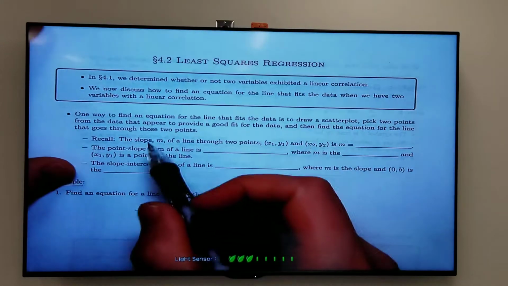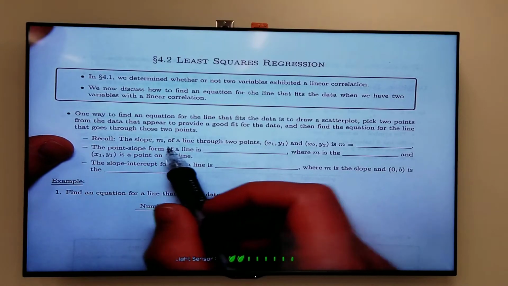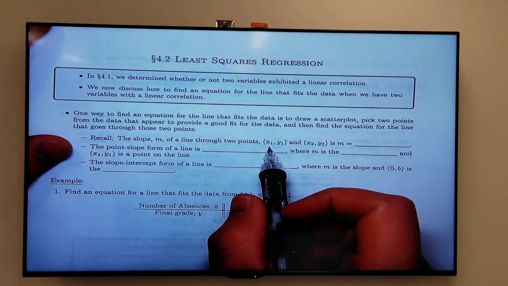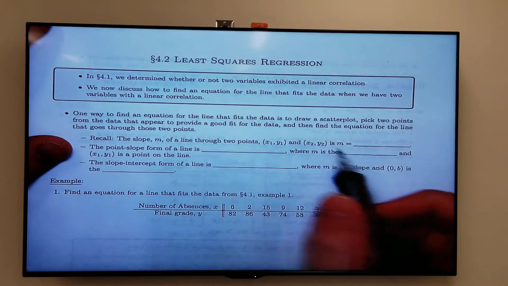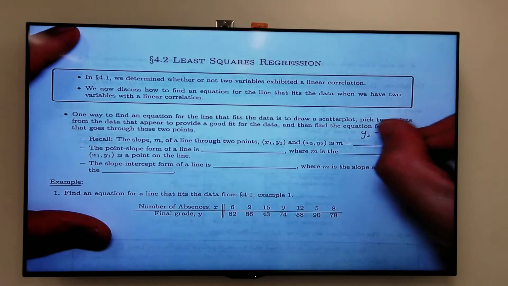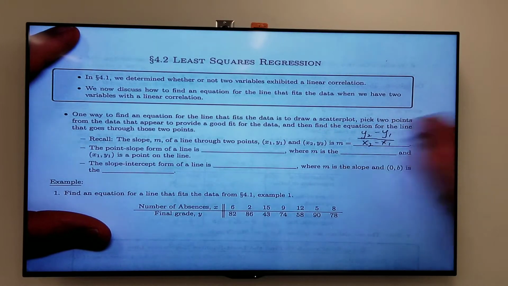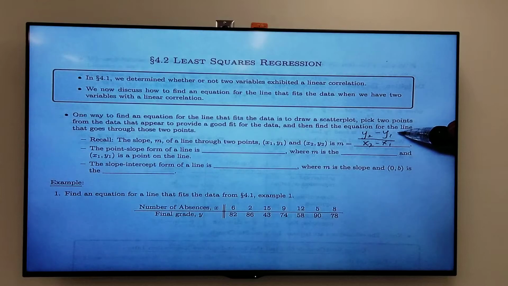So recall, the slope of a line, that's the rise over the run. The slope of a line that goes through 2 points, x1, y1, and x2, y2, is y2 minus y1 over x2 minus x1. It's the rise, the change in y, over the run, the change in x. So rise over run.